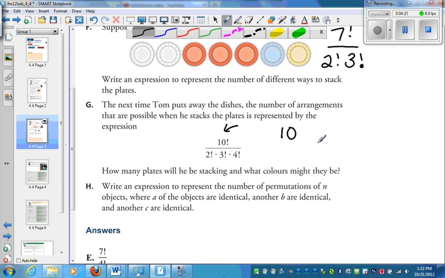And it looks like he has 2, let's say blue. We could choose any color. 2 of them are blue, 3 are red, and 4 are yellow. Okay, I can tell that there are those many repeated.